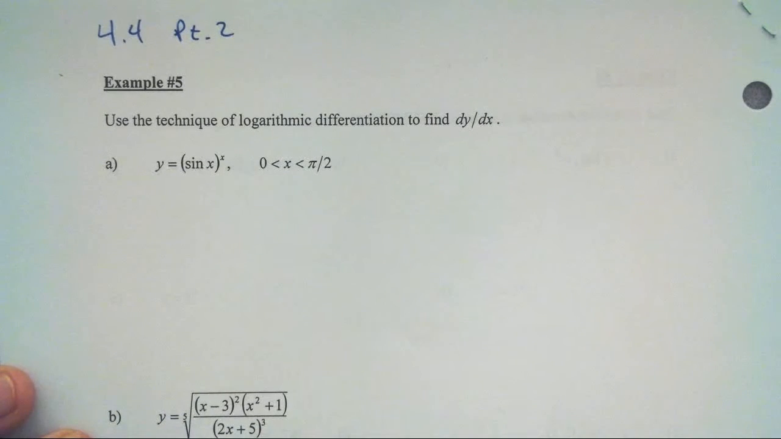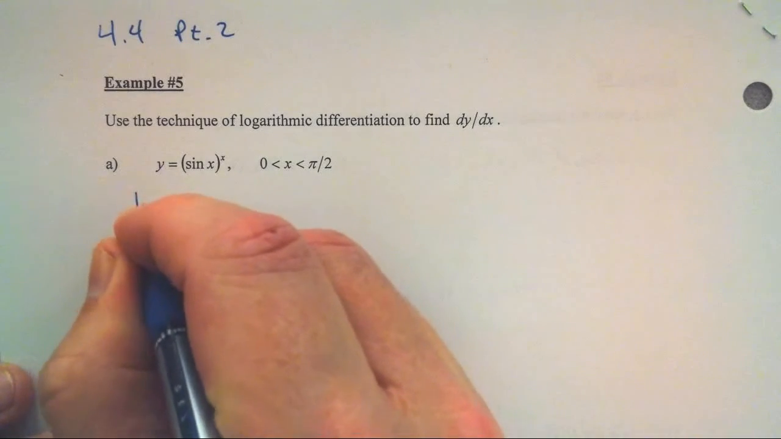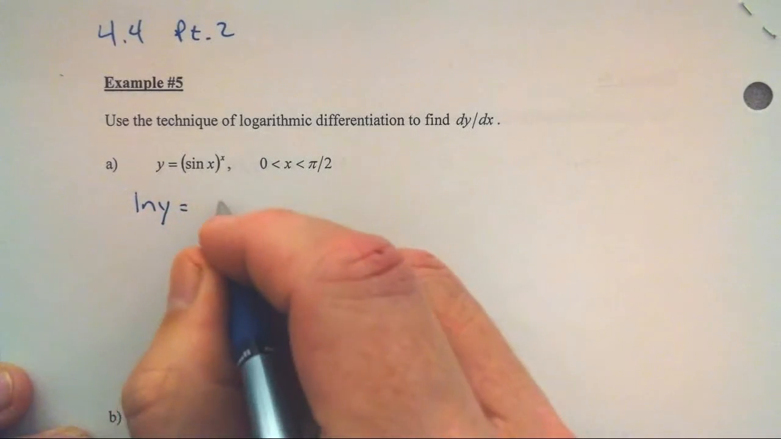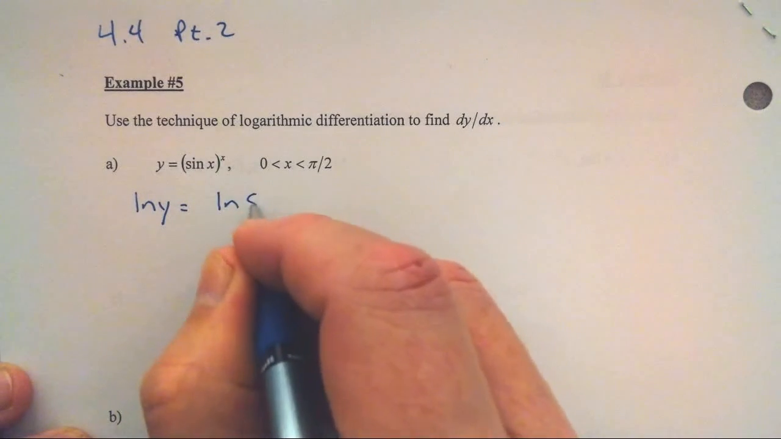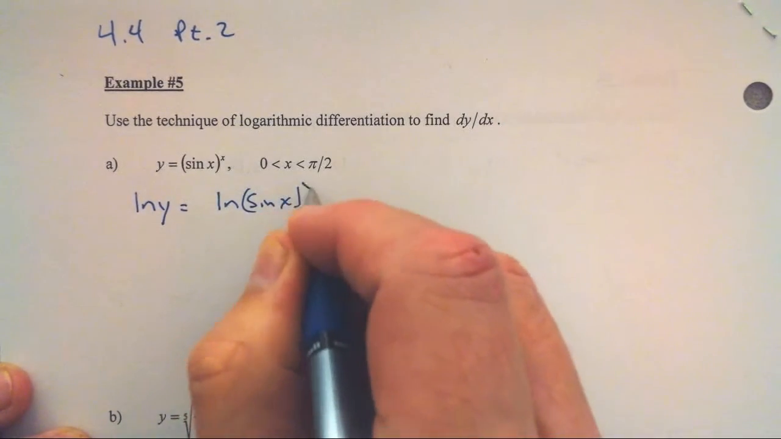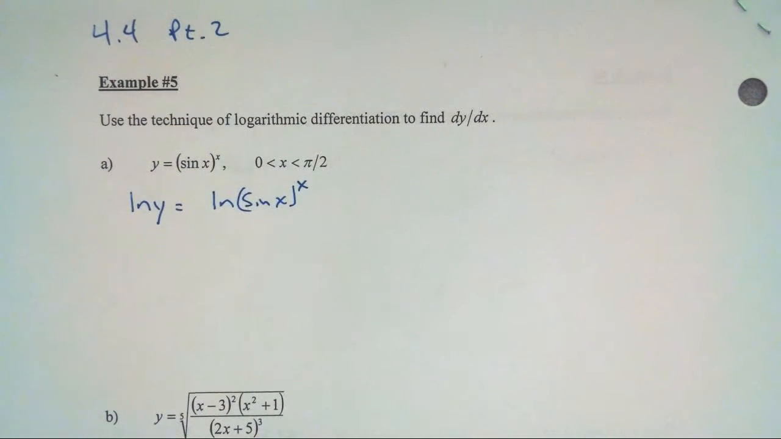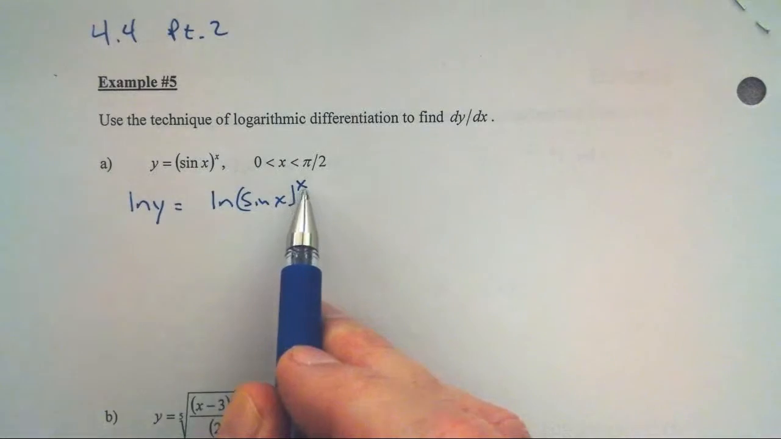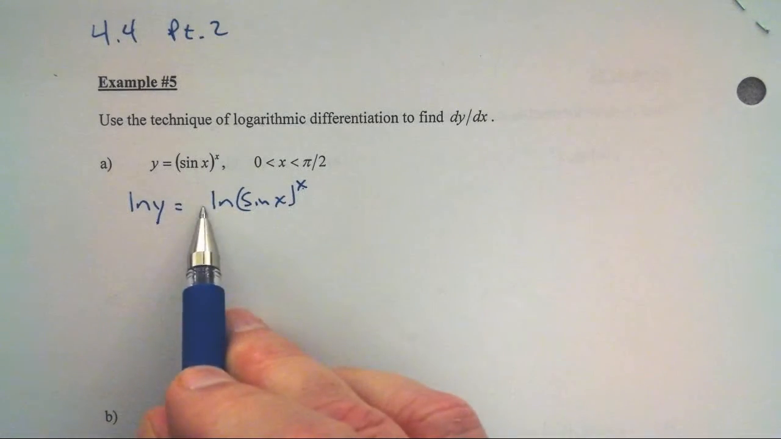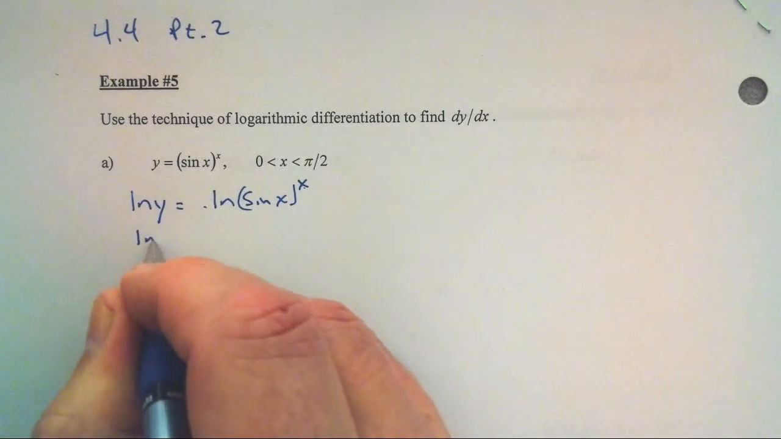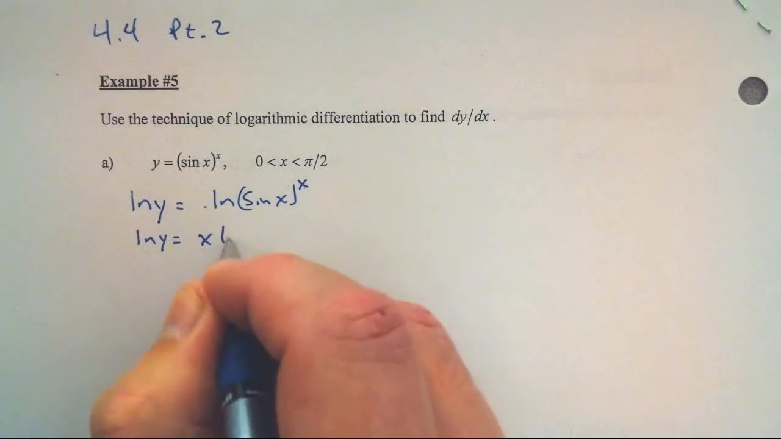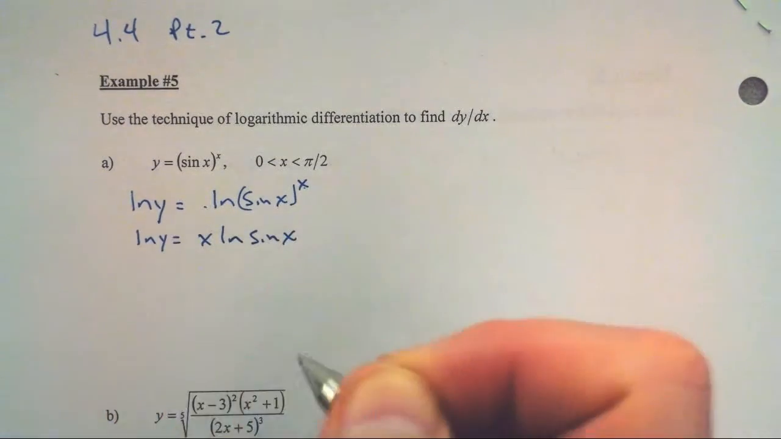So I'm going to take the ln of both sides of this, and I get ln y equals ln sine of x to the x. And why might we use logarithmic differentiation on this? Well, the same reason if we were equation solving, we might be trying to deal with logarithms. Logarithm allows us to take this x and put it out in front here. So I get ln y equals x ln sine of x.